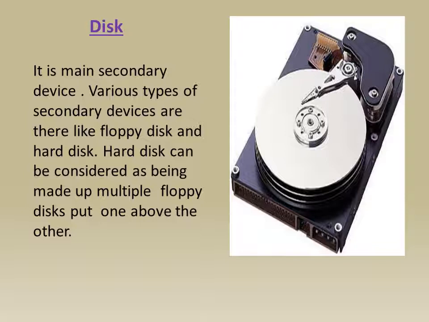Various types of secondary devices are there, like the floppy disk and the hard disk. A hard disk can be considered as being made up of multiple floppy disks put one above the other. What is the floppy disk? A floppy disk is a disk in which we can store the data and carry the data from one place to another. A hard disk is also used to carry the data, but it is fitted in a computer, whereas like a pen drive, we can carry the data from one place to another. A hard disk consists of many floppy disks which can be put one above the other. We'll see in detail afterward.